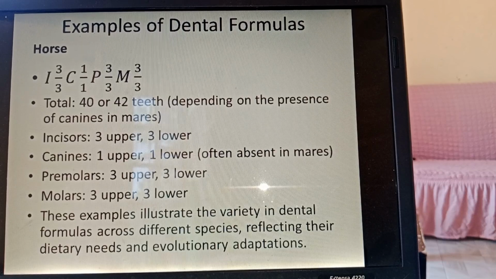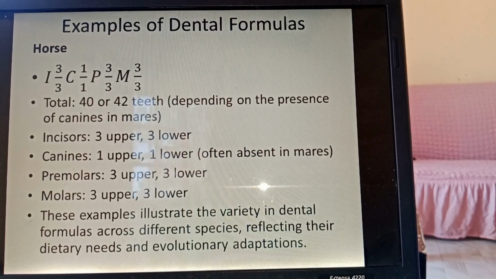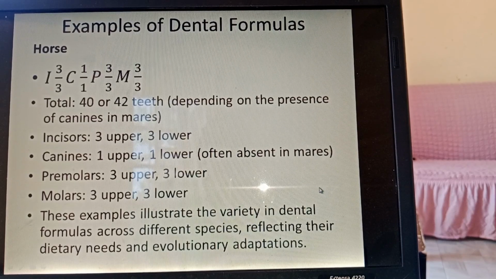Horse, total 40 or 42 teeth, depending on the presence of canines in mares. Incisors are 3 in the upper, 3 lower. Canines are 1 upper, 1 lower, and often absent in mares. Molars are 3 upper, 3 lower. Premolars are 3 upper, 3 lower. Sorry guys, I'm confusing myself. And the molars are 3 upper and 3 lower.